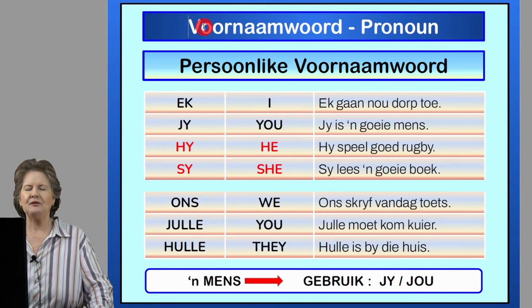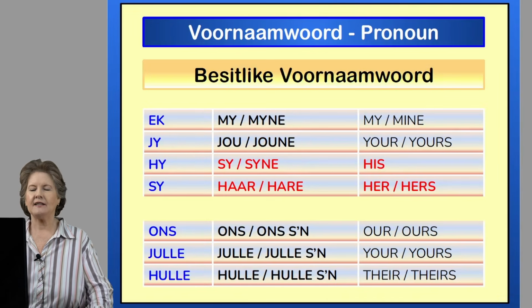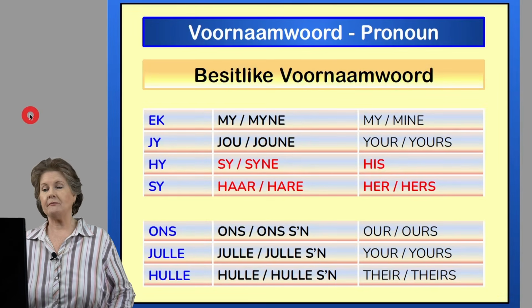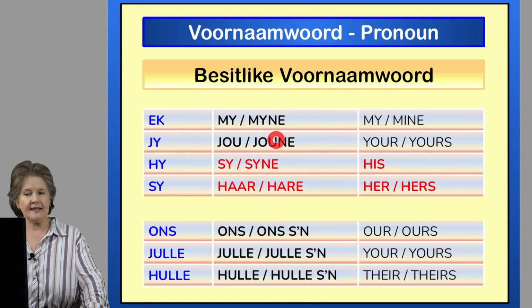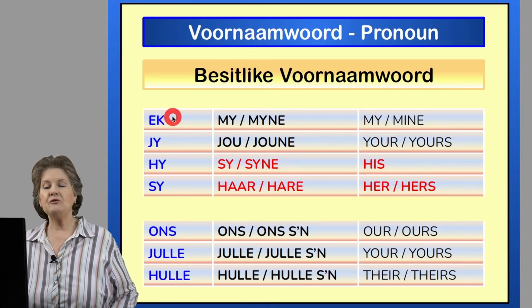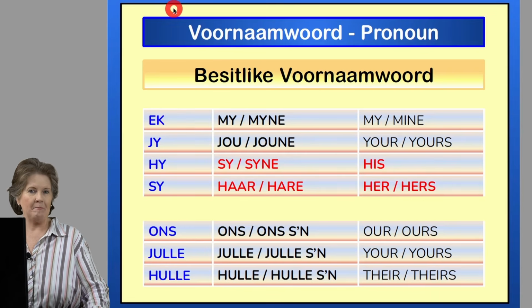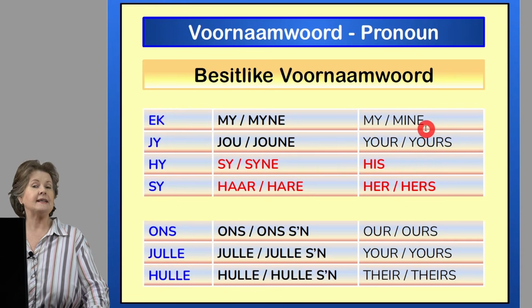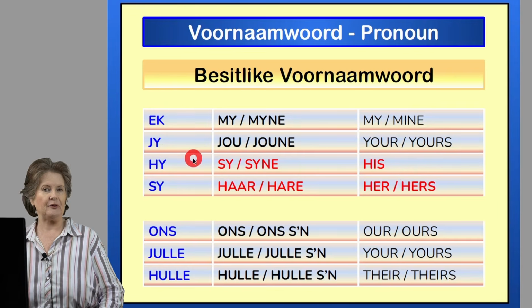Let's go on to the possessive pronoun, the besitlike voornaamwoord. Now, how do we learn this? Let me show you first. You actually close the second column and then you look at the ek. And you need to know that the 2 possessive pronouns for ek are my and myne. Look at the English. It is really very, very similar to English. And that is how you learn this.